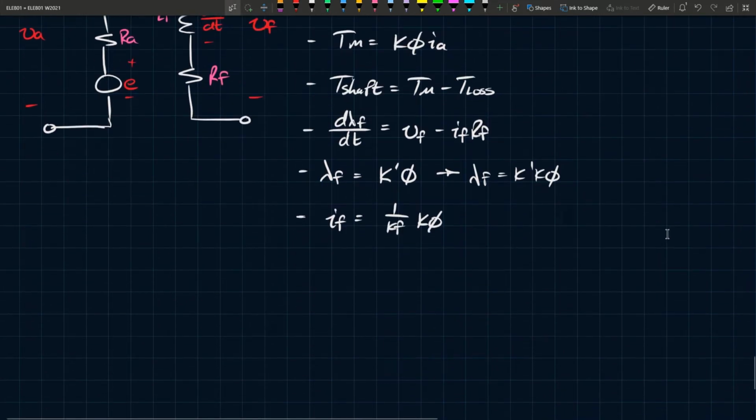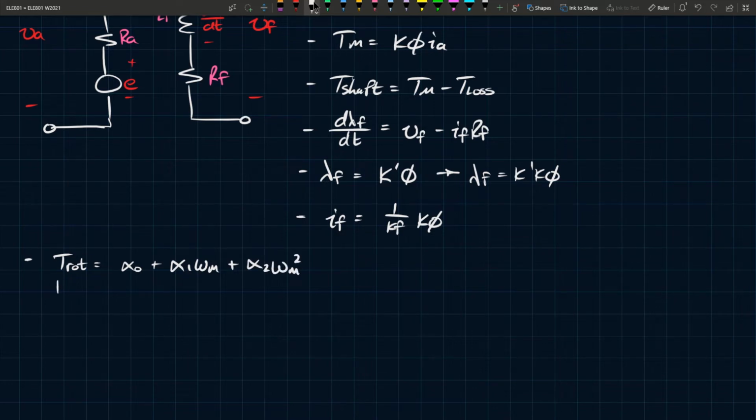Then we can move on and model the rotational losses, because we have not yet explicitly stated what their form is or what they depend on. In general, the rotational loss torque, T rot, will have some constant component, some component dependent on the rotational speed, and then a component depending on the rotational speed squared as well. The power, similarly, will just be this multiplied by the speed. So the constant term is also speed dependent now: alpha 0 omega m plus alpha 1 omega m squared plus alpha 2 omega m cubed.